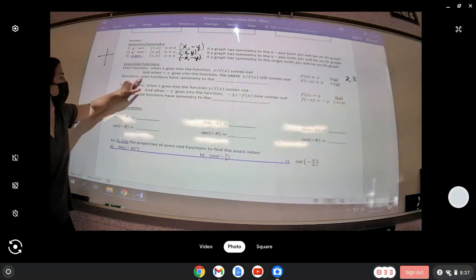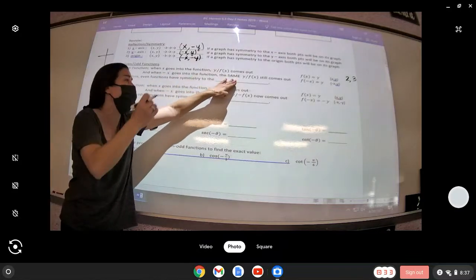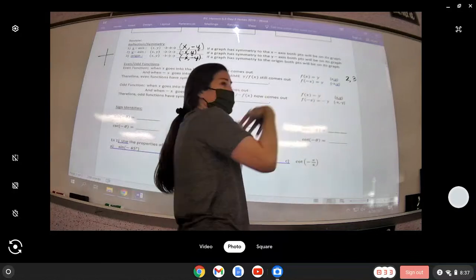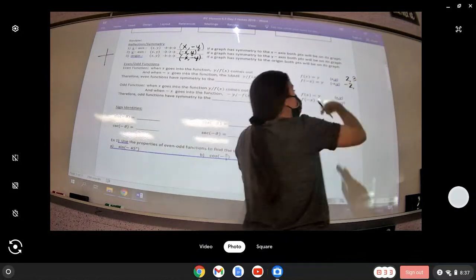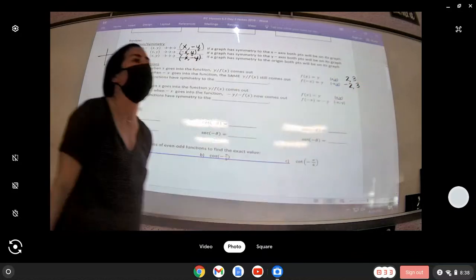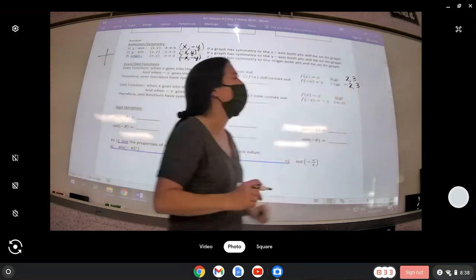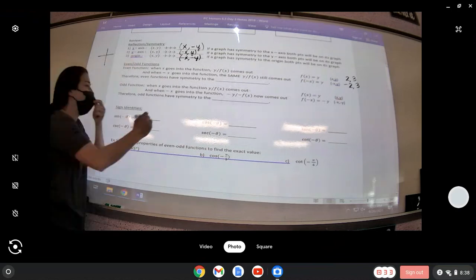All right, then it says when the opposite of x goes in, the same output, y or f of x, still comes out. So when you plug the opposite of x into that function, it still sends the same output out. If the opposite of 2 went in, 3 would still come out. That's what it means to be an even function. You can plug x or the opposite of x in, but they both make the same y coordinate come out. That is the definition of an even function. So both of these points would be on its graph, which means an even function would have symmetry to the y-axis.